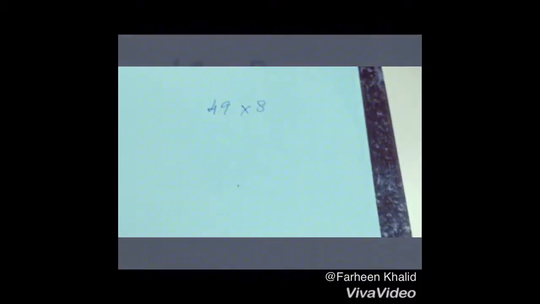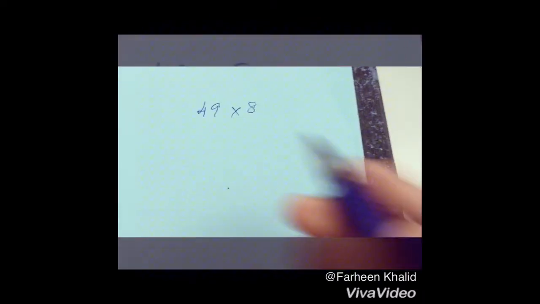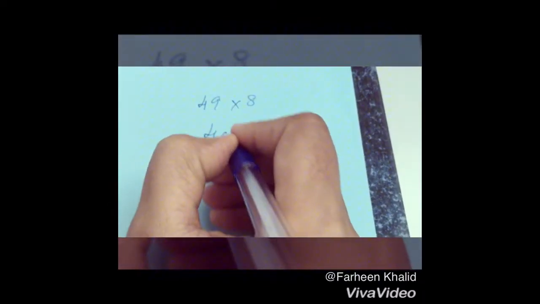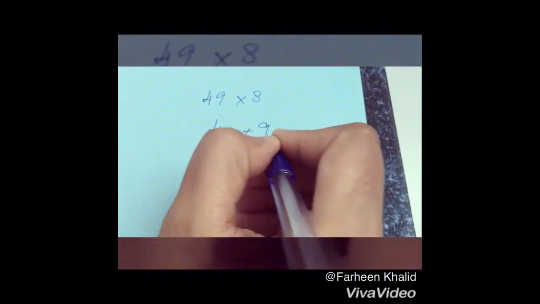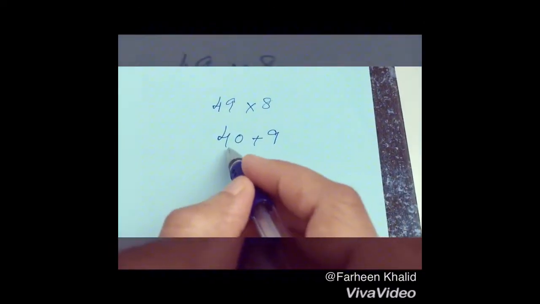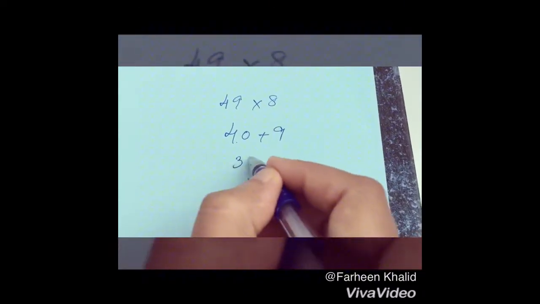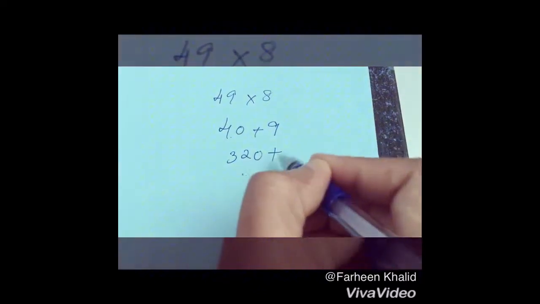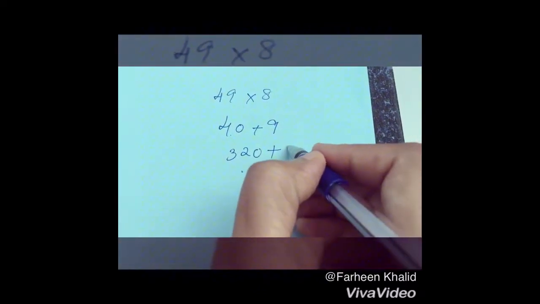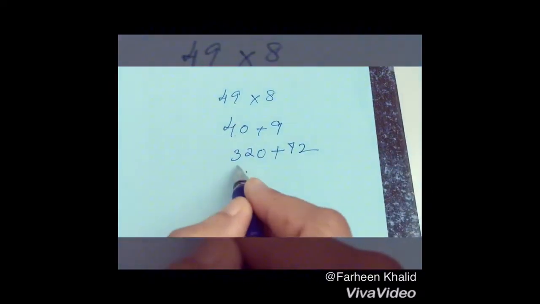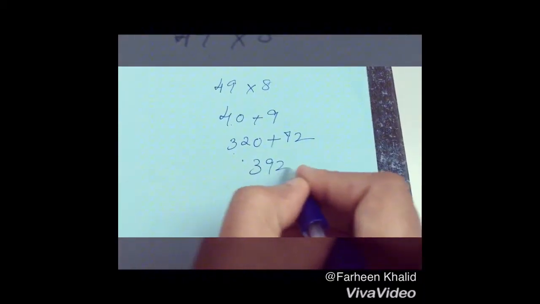49 times 8. Okay, so now when we do 49 times 8, what can we do here? You make it 40 plus 9, and then you multiply by 8. So 8 times 4 is 32, so 320, and 8 times 9 is 72. So that's easy now. So 392 is the answer.